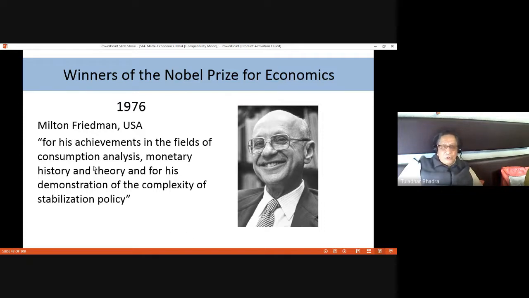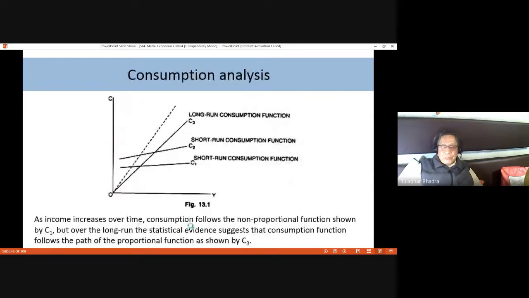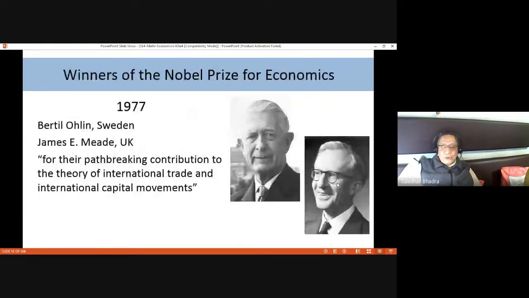For his achievements in the field of consumption analysis, monetary history and theory, and for his demonstration of the complexity of stabilization policy. So this is the analysis here. You can see again a graph to illustrate this theory.